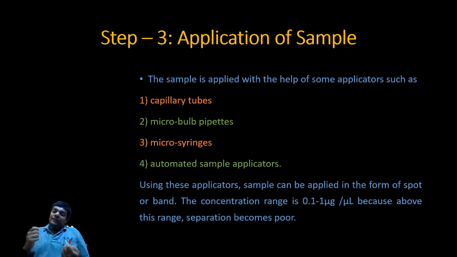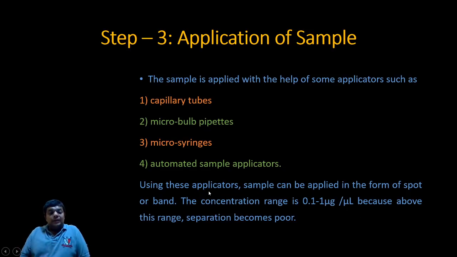Now these automated sample applicators are the best because in those the human interference will be the minimum. We have to accept that compared to a machine, if a human is working on a machine or as a part of a machine, in a few of the steps when he is intervening, he will create some errors. To minimize those errors, the machine works with the same frequency, same speed, and same momentum, and so the errors are minimized. Using these applicators, sample can be applied in the form of a spot or band.